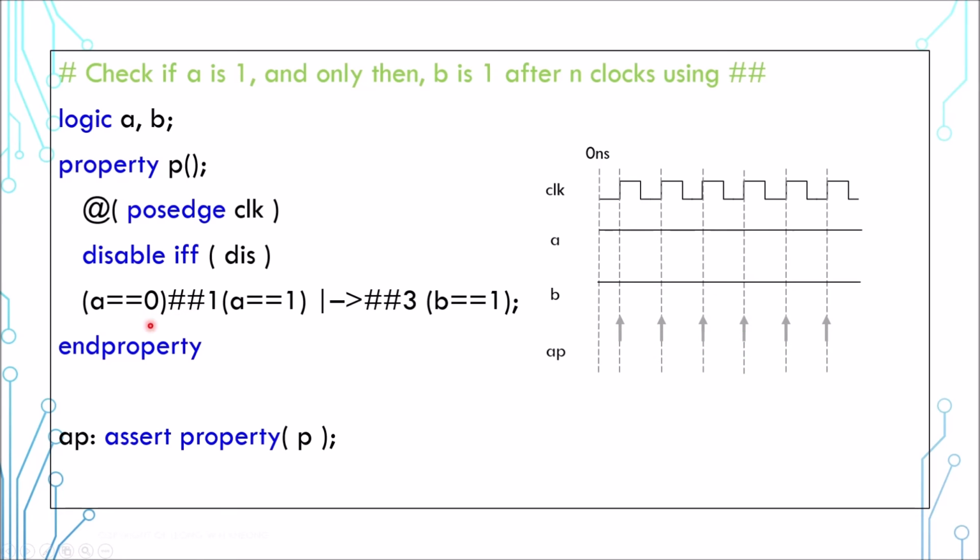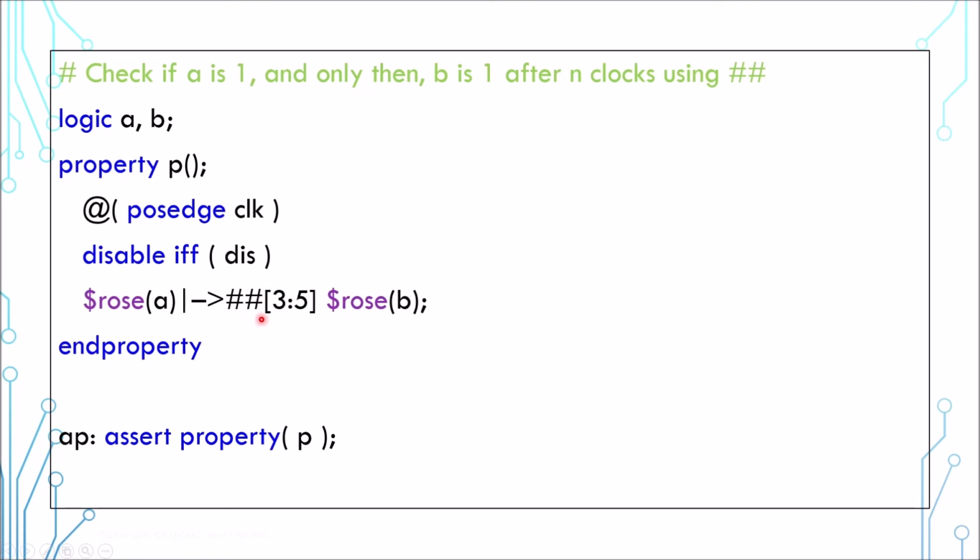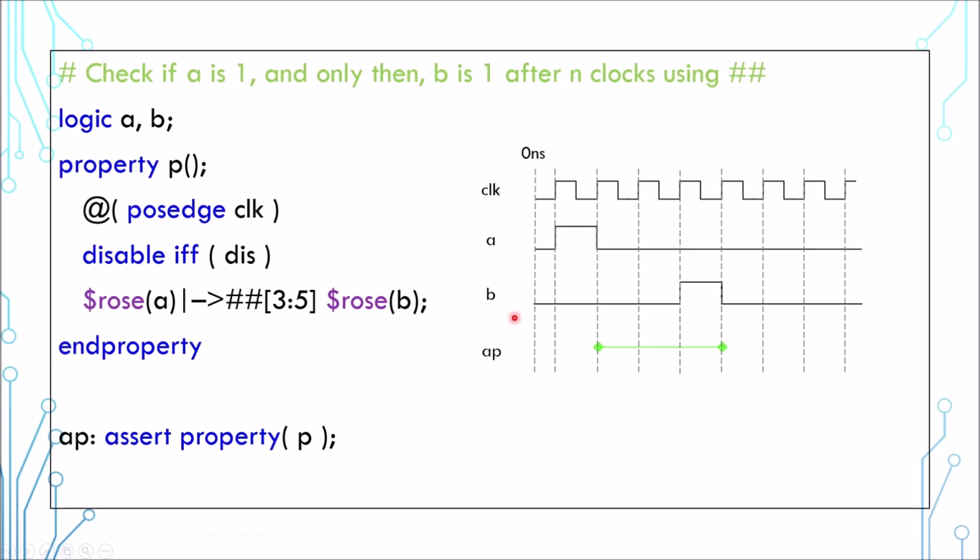Now if A is a 1-bit variable, you can use rose to indicate such transition. If we use the wave before, here A changes from 0 to 1, therefore it checks if B is 1 3 clocks later. Similarly, if you want to check if B transition to 1, you should use rose here. You can also introduce a range in the delay. Here B can rise to 1 3 to 5 clocks later. Therefore this behavior would pass, this one too, and this one. If B rises at any other time, the assertion would fail.